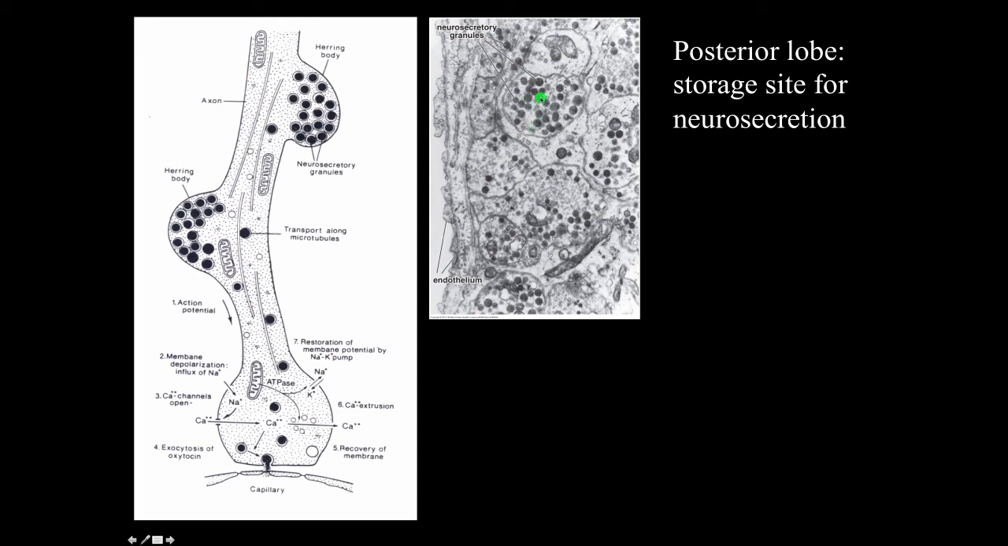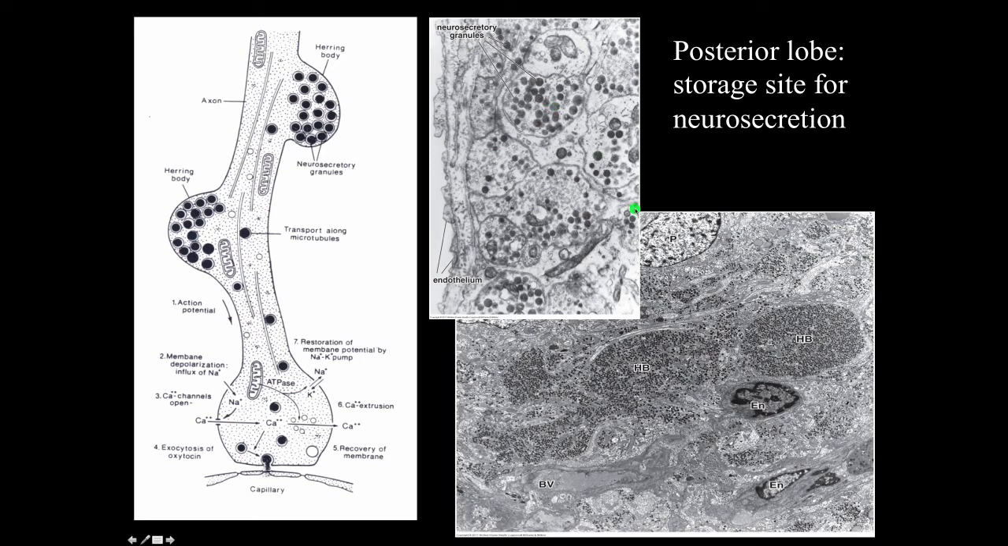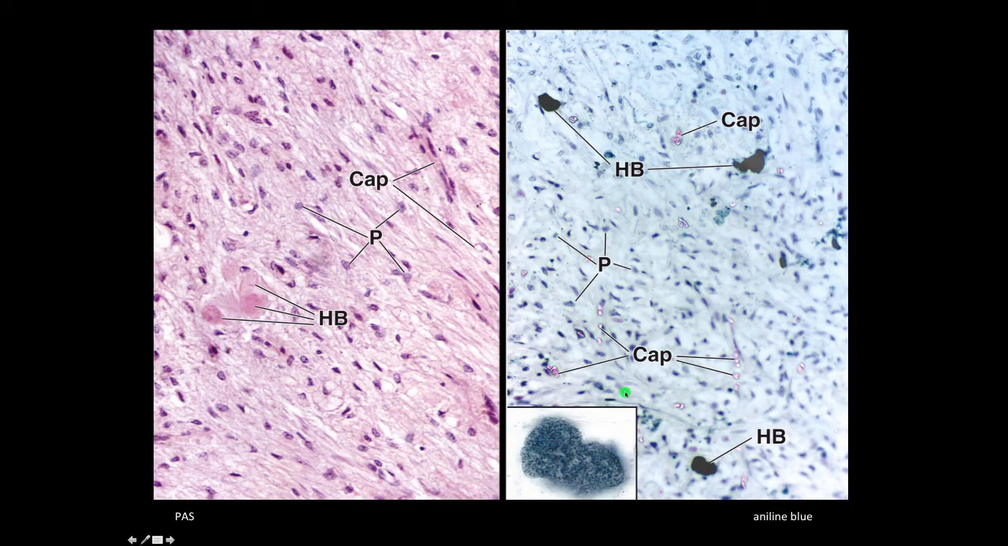Here's an electron micrographic view of the Herring bodies. You can see the neurosecretory granules. Here at a lower power electron micrograph, you can see what the Herring bodies would look like. In a histological view, this would be the posterior pituitary.